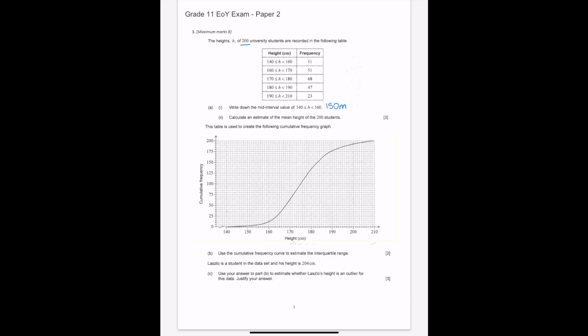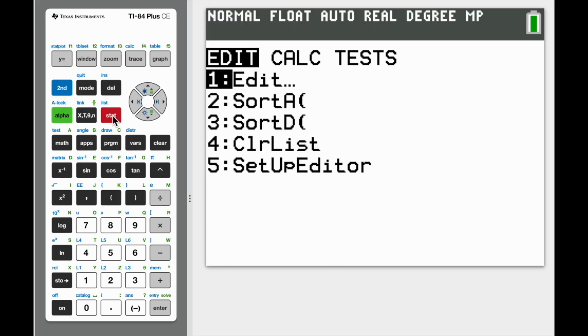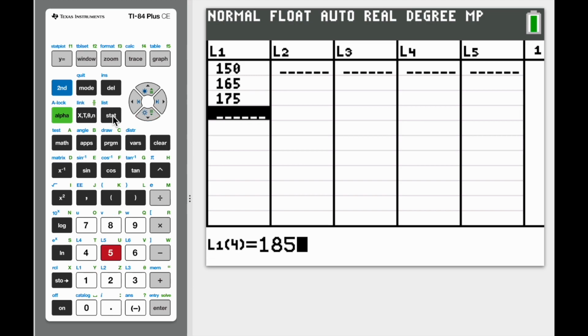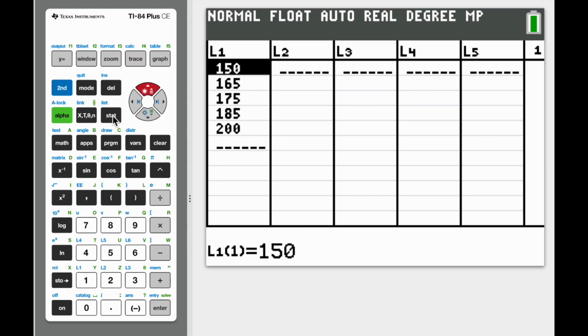And the second part is to calculate an estimate of the mean. So we can do this on the TI-84. We're going to go to statistics and then on to edit. The first thing we have to do is type in the information we were given. Because it's grouped data, we need to put in a midpoint value. So the first one is 150, and that's why the first question was asking it. The next one is 165, then we have 175, 185, and then the last one is 200. So it's just all of the midpoints for each of those groups.